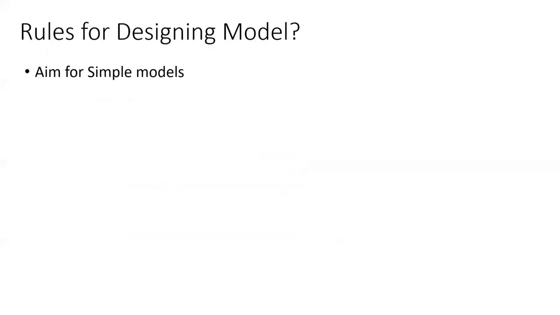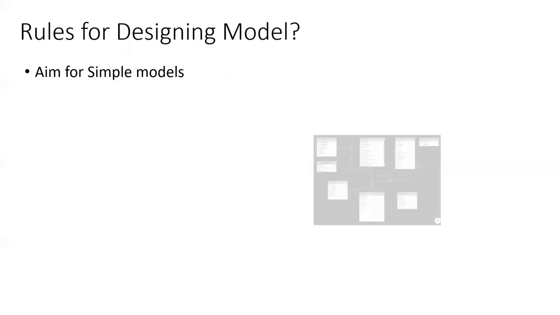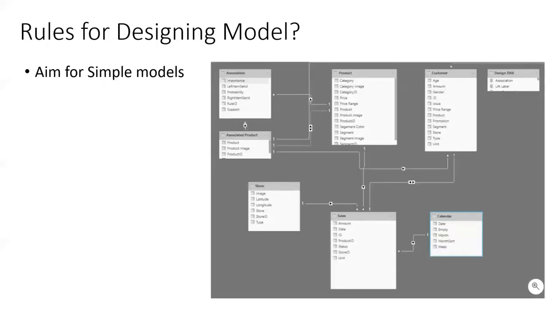And what are the different rules for designing a data model? The very first is that we should aim for simpler models. It should not be very complicated. There are some schema models we can use, however, it should be very simple. It should not be like there are hundreds of tables joined to each other, because that is going to be very hard to work with and hard to maintain as well. So that should not happen.